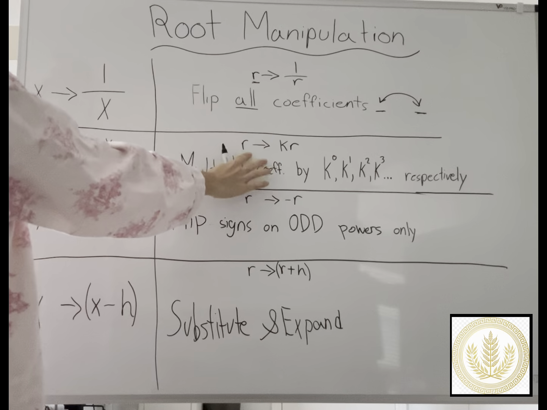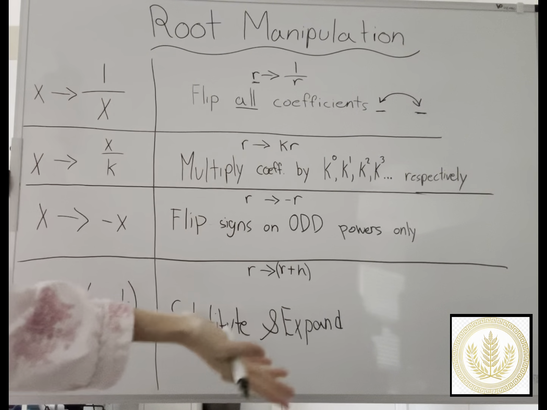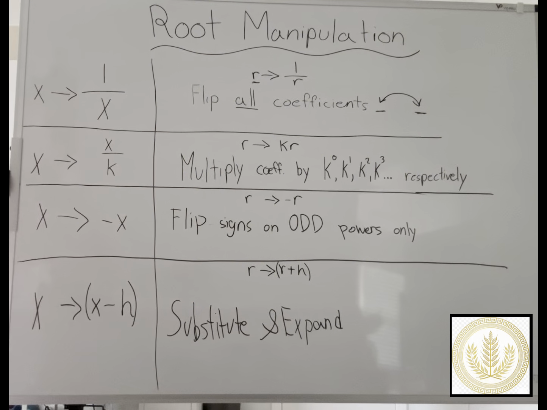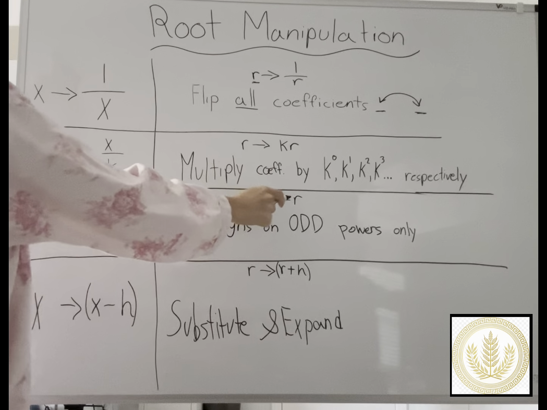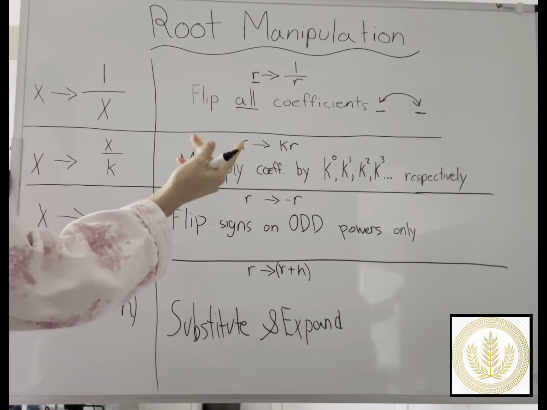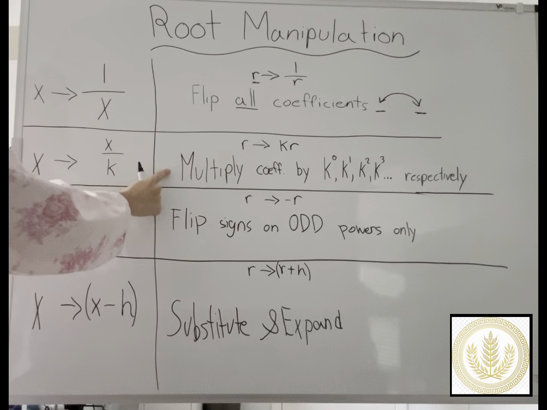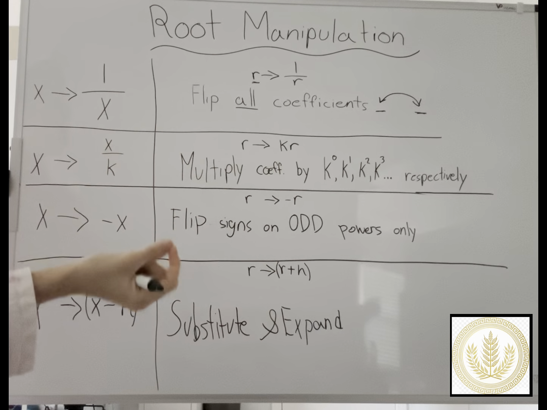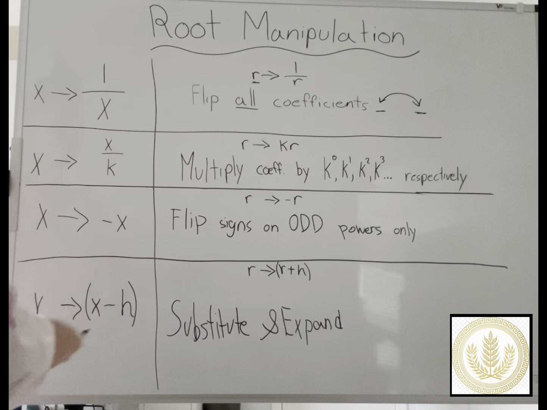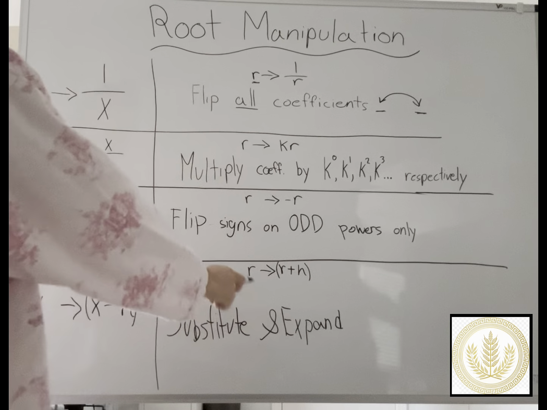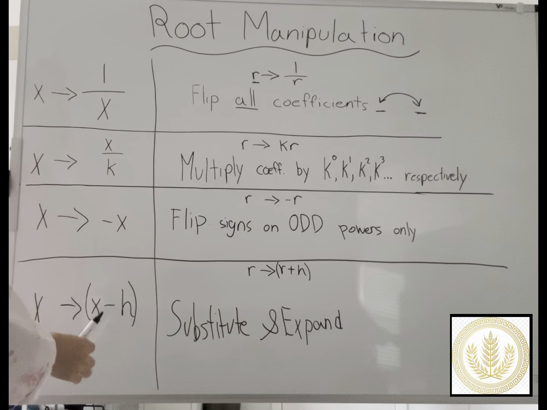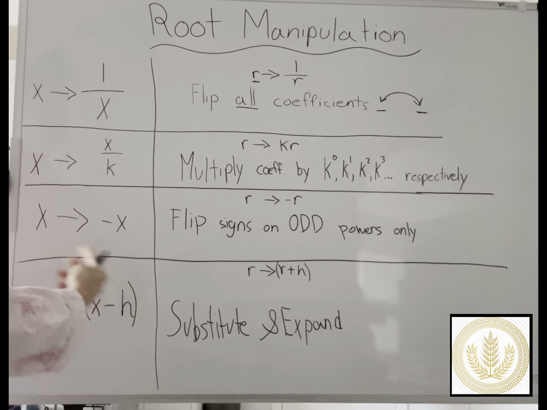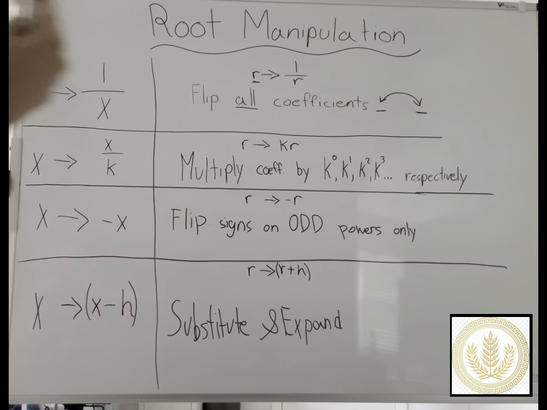If they tell you the root was multiplied by k or scaled by a factor of k, we want to multiply all coefficients by increasing powers of k. Then if they tell you the root is inversed or multiplied by -1, kind of the same as this, we want to just flip all the signs on the odd powers. And finally, if we want to substitute r for r plus h, then we want to put x minus h into our equation because remember, it's always the opposite.